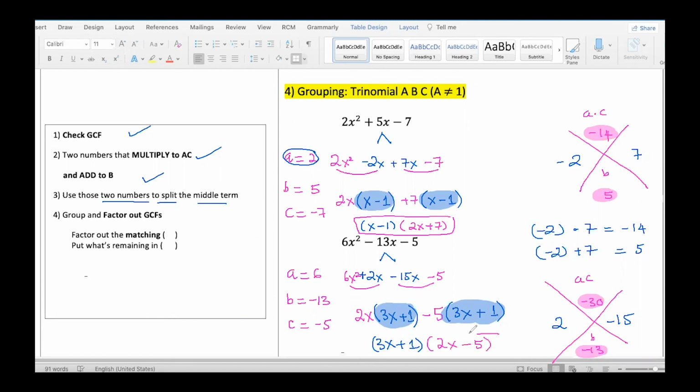And this is how we do this. I check: 2 times 3, 6, x times x squared, 1 times negative 5, negative 5. So that is how we have them, and we are done with this one.